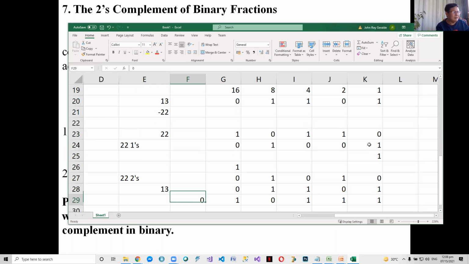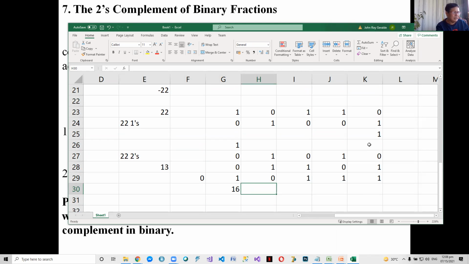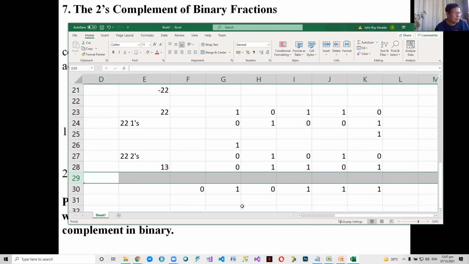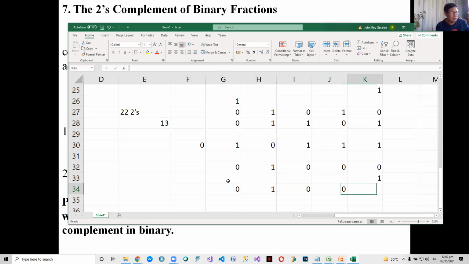Okay? Let's try to convert this. This is 16. Oh, so hindi pwede, no? Okay. So this is a negative value. How do we compute the value of this? Since this is a negative value, this must be in 2's complement also. Right? Diba? So what we'll do is convert this into ones complement: 0, 1, 0, 0, 0. And add one to it. So we'll have 0, 1, 0, 0, 1.